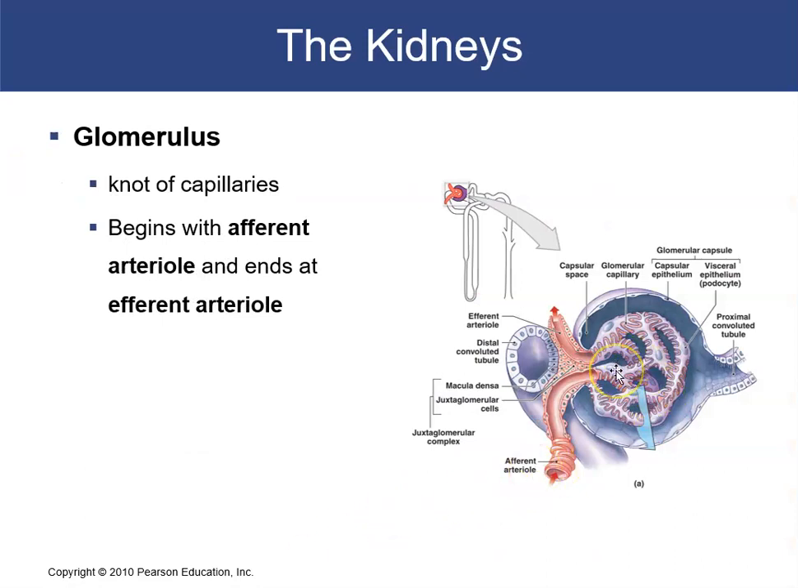Looking at the glomerulus in more detail, the glomerulus is a knot of capillaries. It looks like this knotted mess of capillaries. It begins at an afferent arteriole, the same designation we've used all along. Afferent, A for arriving. This is the vessel that brings the blood into the glomerulus. And it ends at the efferent arteriole. E for exiting. This is how blood leaves the glomerulus.